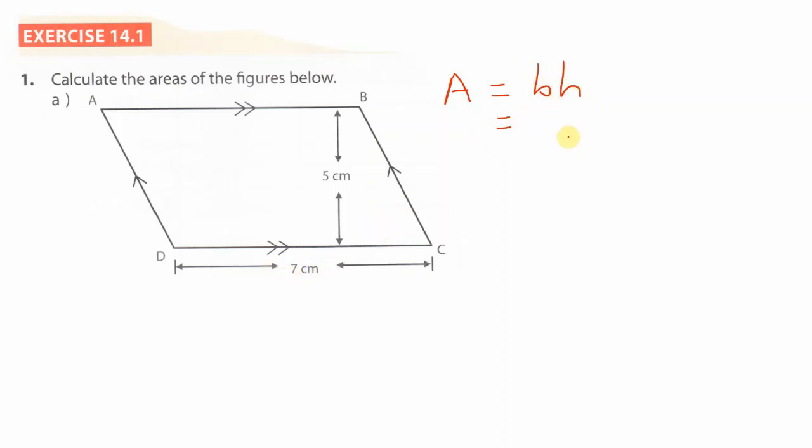So our base is given as 7 centimeter. We multiply it by the height, which is given as 5 centimeter. So 7 times 5 is 35, and centimeter times centimeter is centimeter squared. So we have square centimeter units, which makes sense because we are working in two-dimensional space. So therefore all areas should be square units.